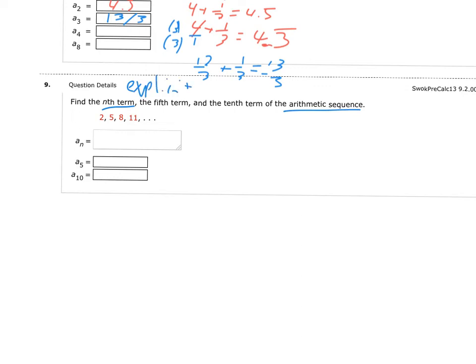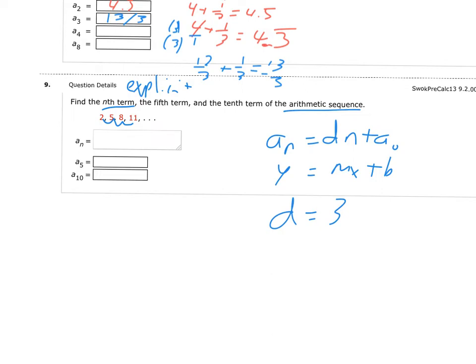And so the formula I use for that is a sub n equals dn plus a sub 0, which is really the same as y equals mx plus b. So I see that the pattern here is plus 3, plus 3, plus 3. So that means that d is positive 3.